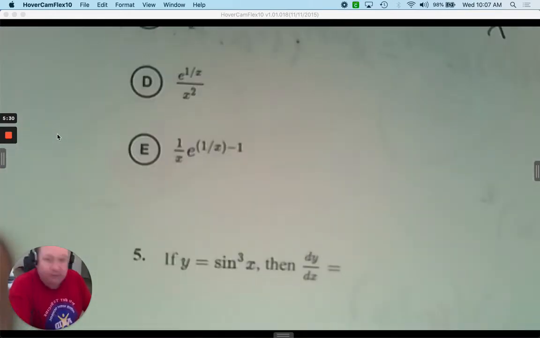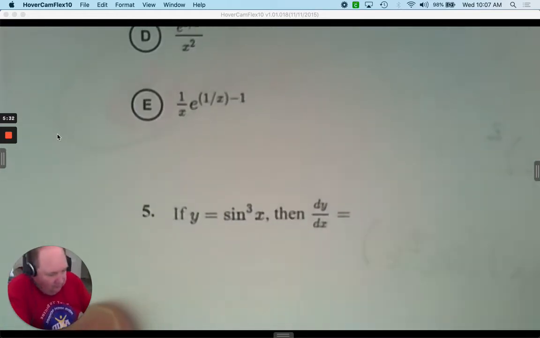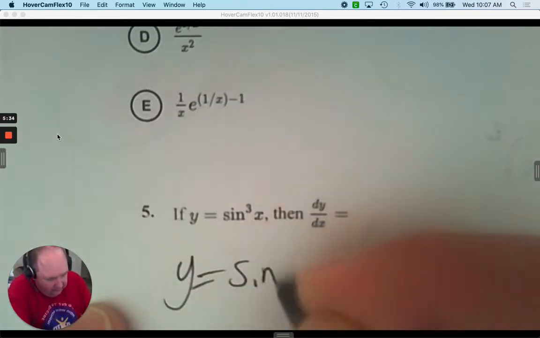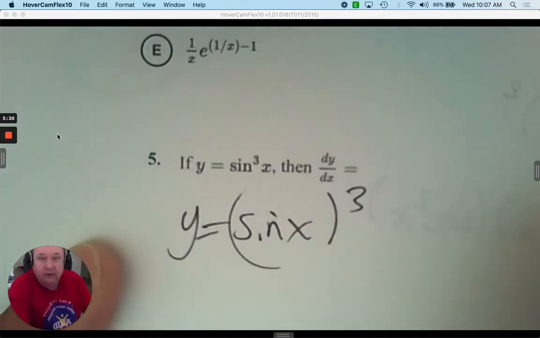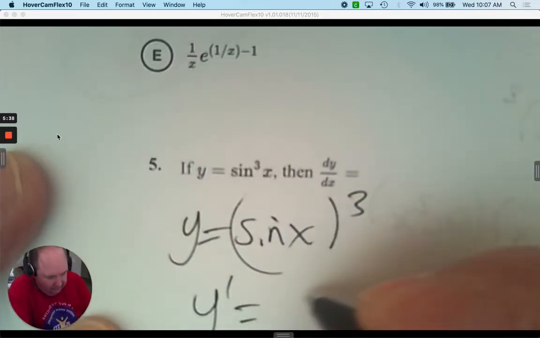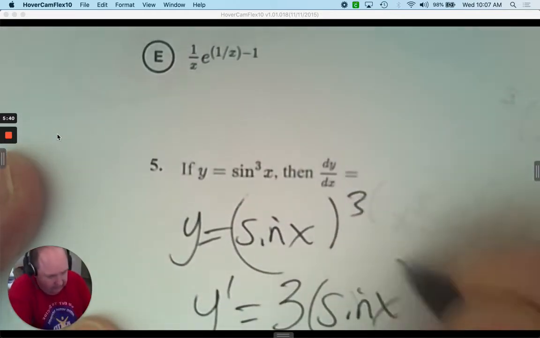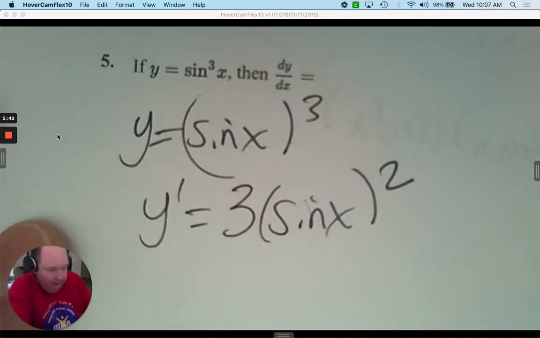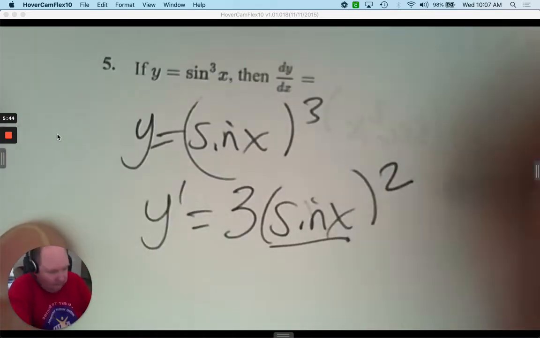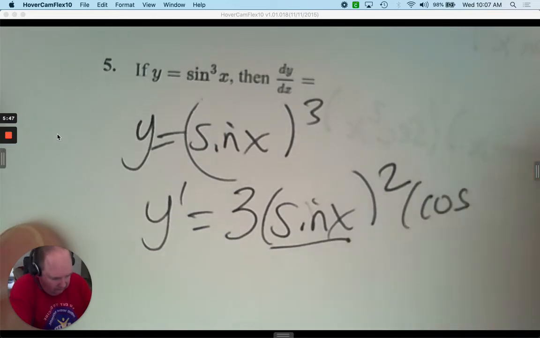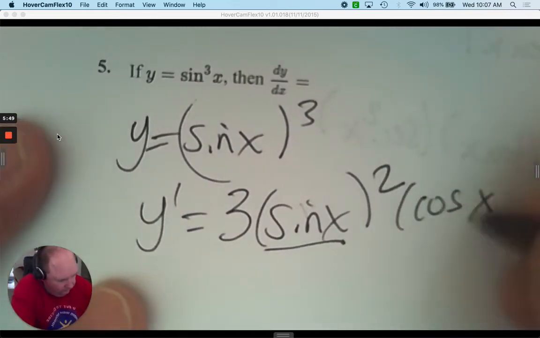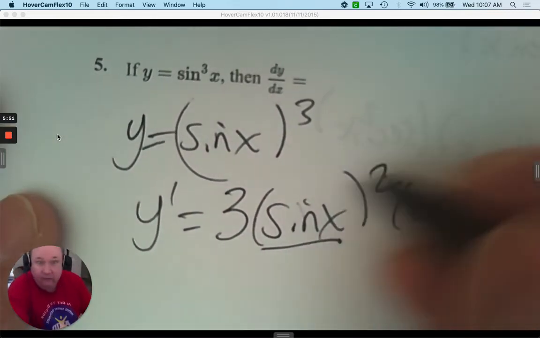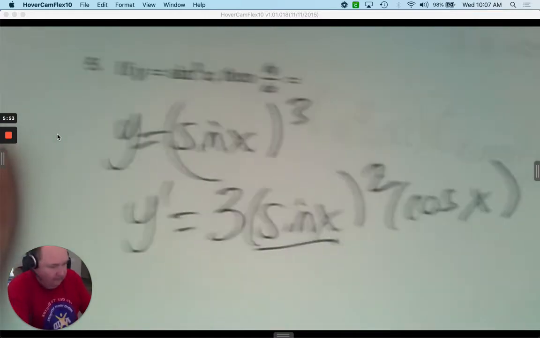Number 5, y equals sine cubed x. So I'm going to write this as sine x cubed, and then can you take the derivative of that? That's 3 sine x squared, and then the derivative of sine x is cosine x. And there it is. And that 2 could be in the middle. Let's see which one matches.